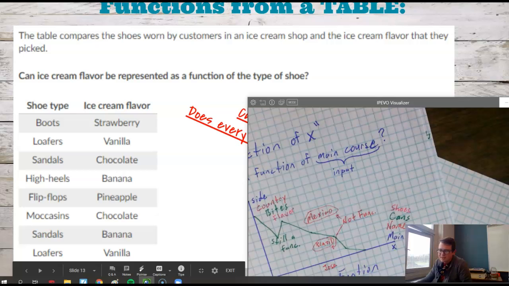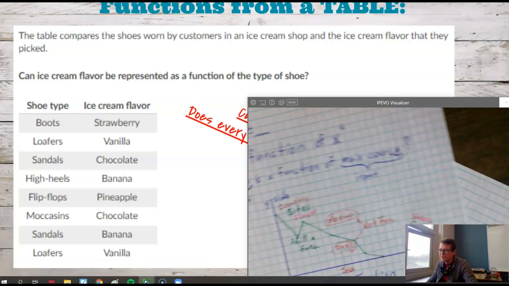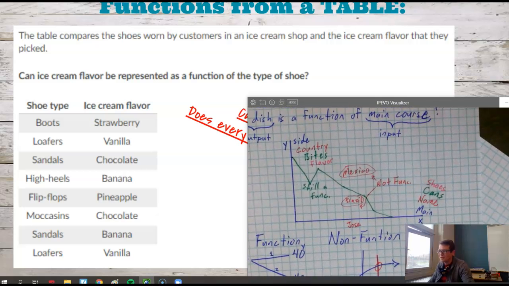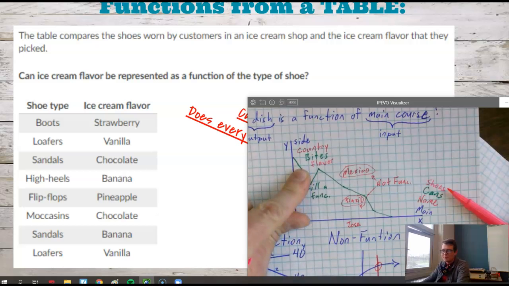You guys keep coming back so fast. You're allowed to stay in there and keep talking. So I've added to our little function graph. Shoes would be the input. Flavor would be the output.